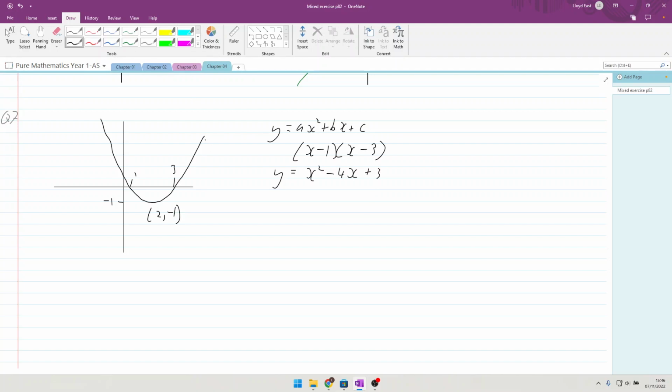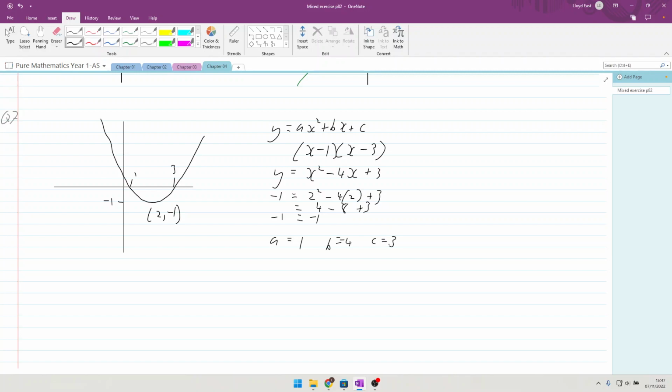Is the minimum of that (2, -1)? Well, if we substitute in the 2, four minus 8 plus 3, 4, 5, 6, 7. Yes, that's minus 1. Yes, that's minus 1. Therefore, a equals 1, b equals minus 4, and c equals plus 3.